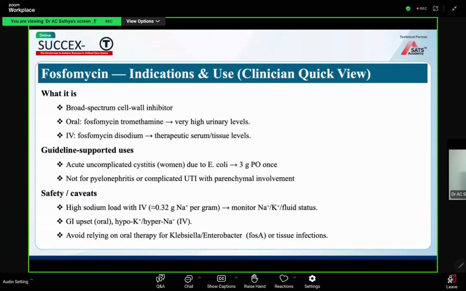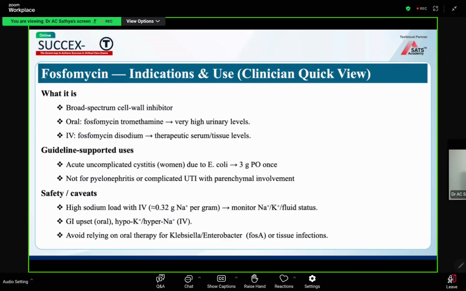So let's have a brief look at fosfomycin. Fosfomycin is a broad spectrum cell wall inhibitor. It achieves very high urinary levels when given orally. When given IV, it achieves reasonable serum and tissue levels. So guideline recommended usage of fosfomycin is for acute uncomplicated cystitis, not for pyelonephritis or complicated UTI, but we can always use off-label when you have the severe resistant bugs or PDR bugs in combination with other drugs.